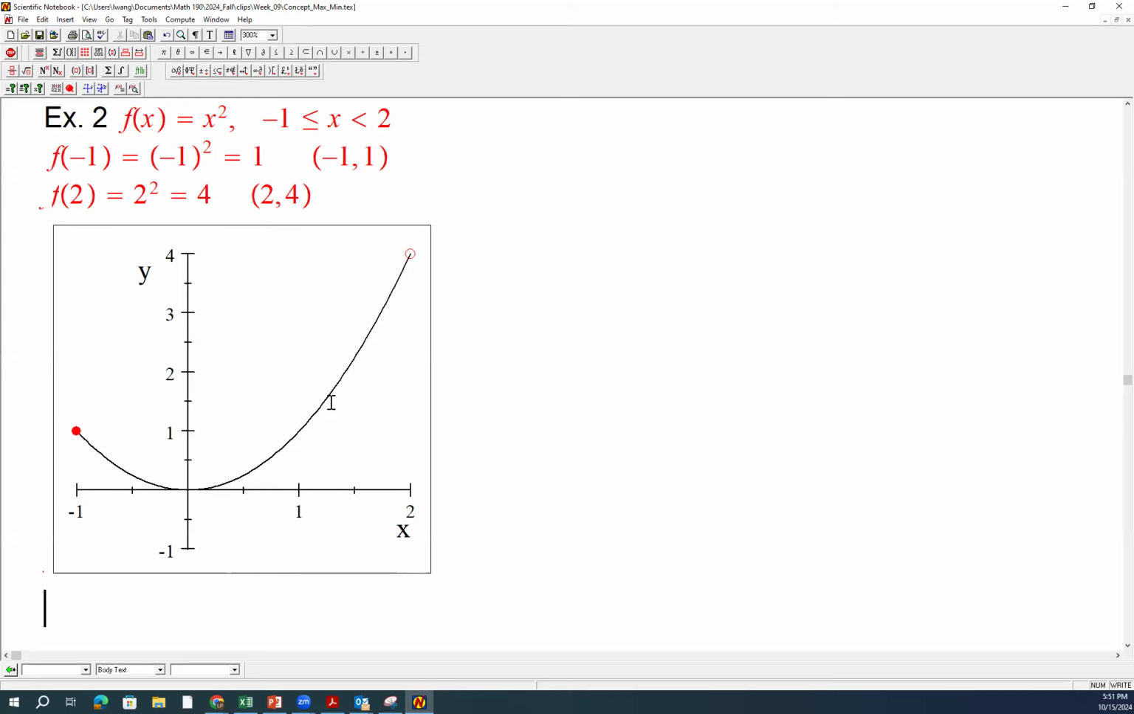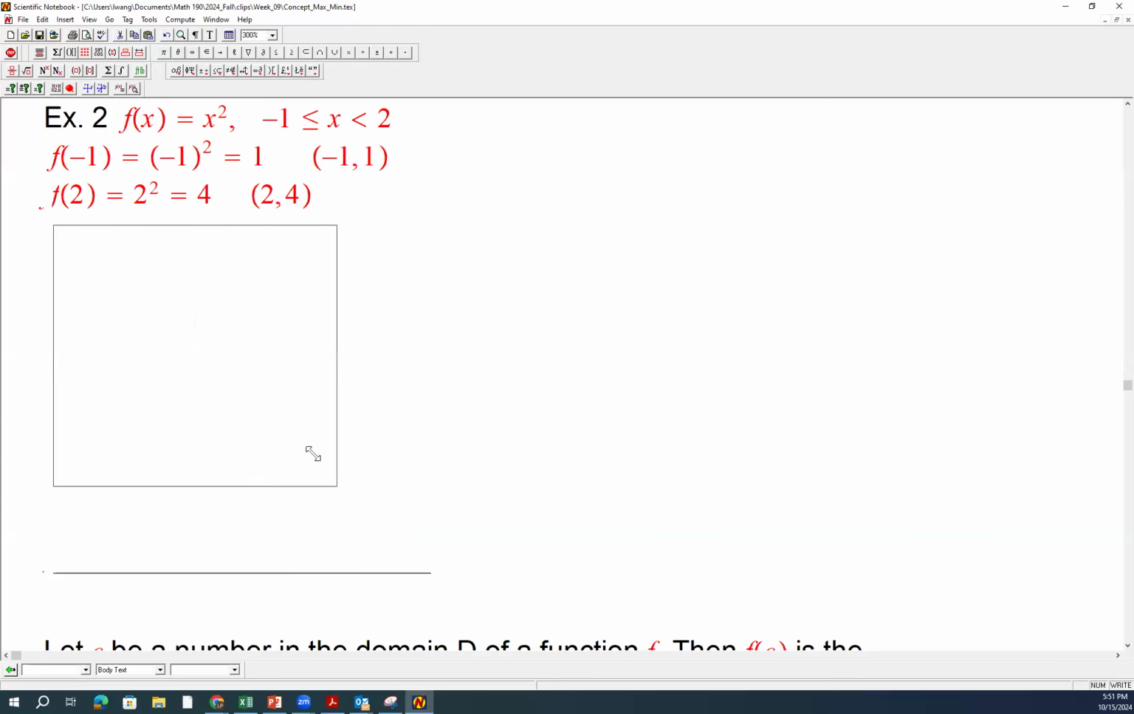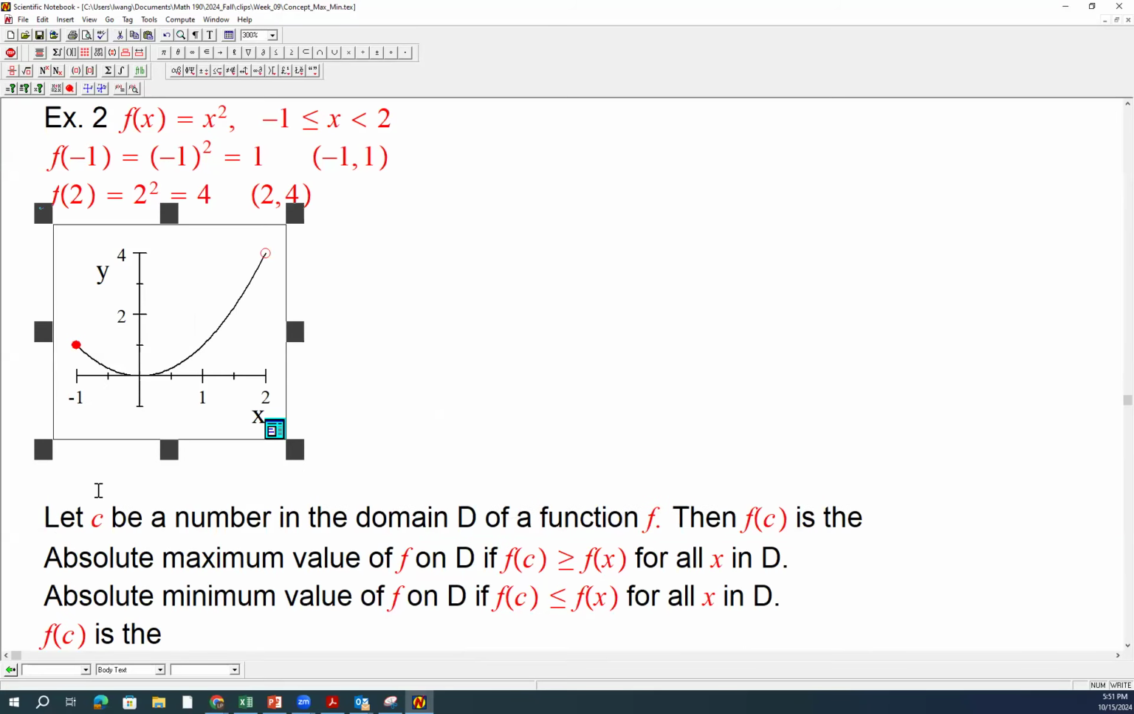So let's look at our situation, right? By definition, if a point is not defined, because f of c has to be defined, if f of c is not defined, it would not be a candidate for absolute max, nor absolute min, nor local max, nor local min. So that's what we're trying to say. All right? So let's look at absolute max, absolute min.